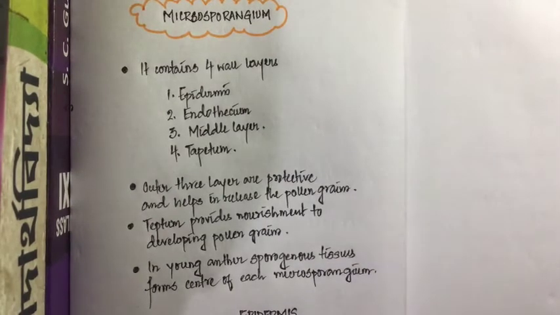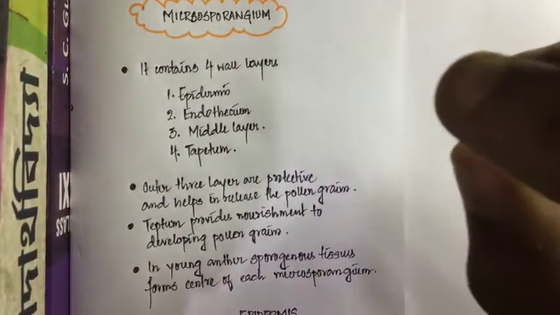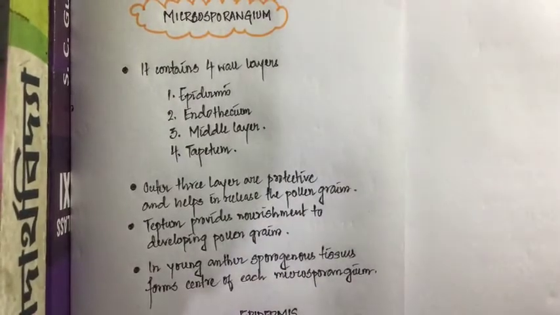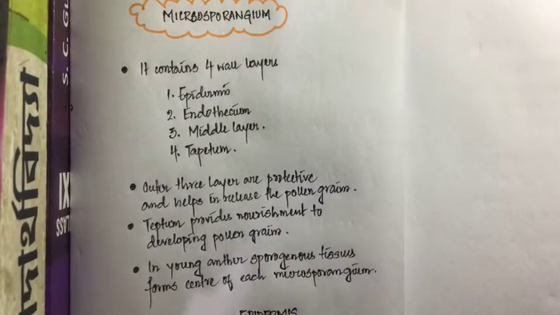Remember once again, one anther, how many lobes? 2 lobes. In each lobe, how many theca are present? 2 theca. So in total, how many thecae? 2 into 2, that is 4. So there are 4 thecae. In each theca, 2 microsporangia are found, correct?